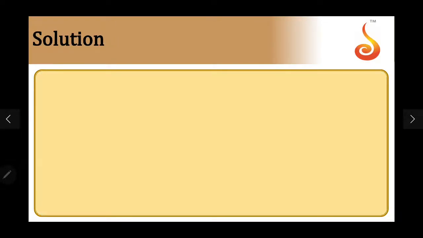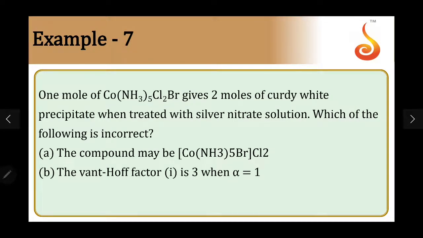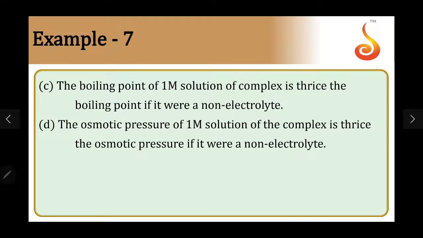So if I go back to the question, the compound may be [Co(NH3)5Br]Cl2. This is correct. Van 't Hoff factor i is 3 when alpha is equal to 1. So we just now solved n is equal to 3. When alpha is equal to 1, i is equal to n. So this is also correct. The boiling point of 1 molar solution of the complex is thrice the boiling point of the complex if it is not an electrolyte.